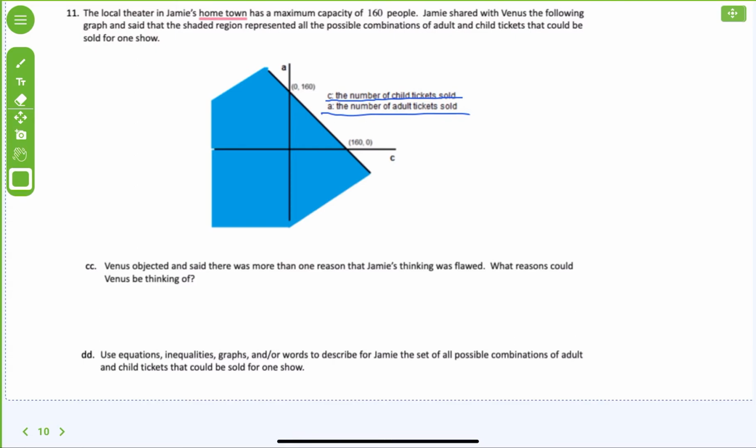So, CC says Venus objected and said that there was more than one reason that Jamie's thinking was flawed. What reasons could Venus be thinking of? Why could she be flawed in her thinking here?